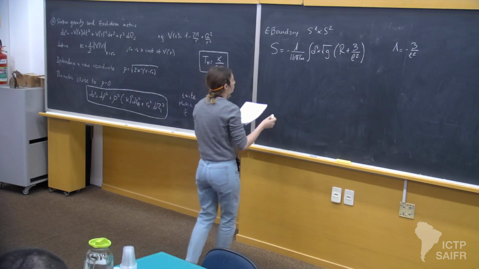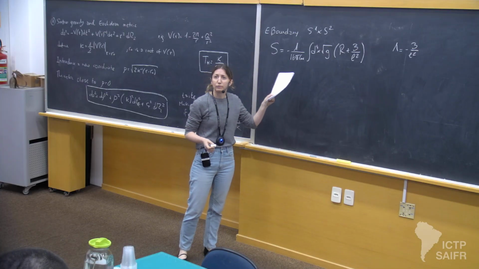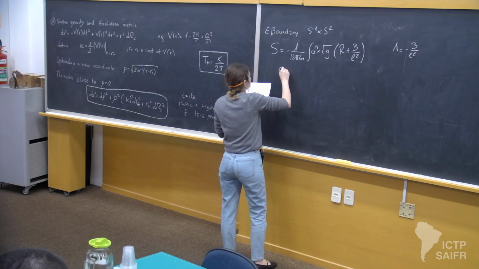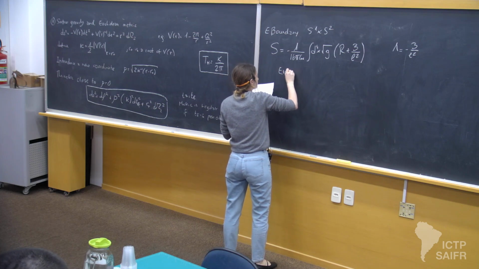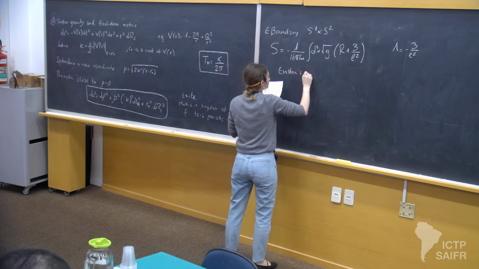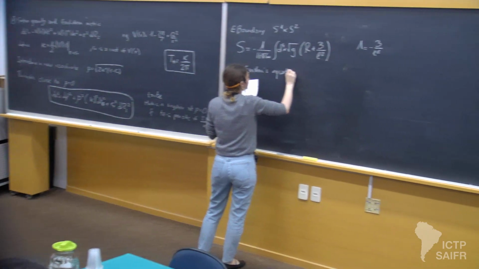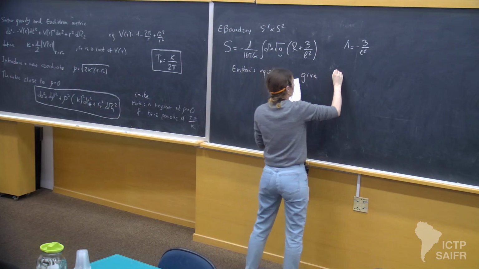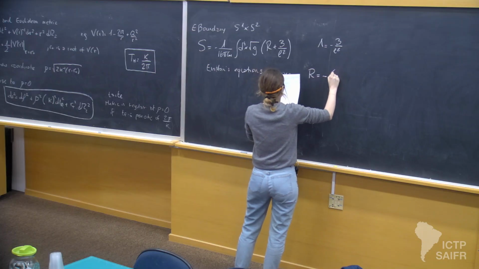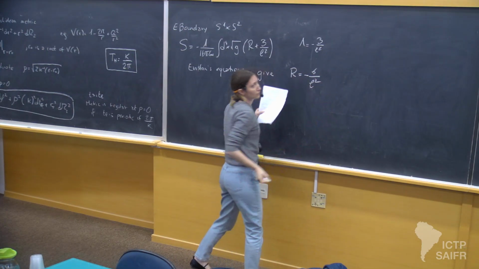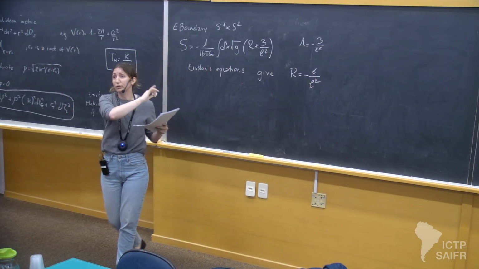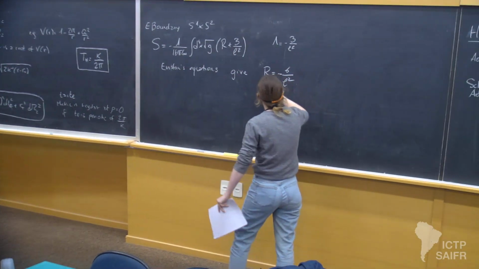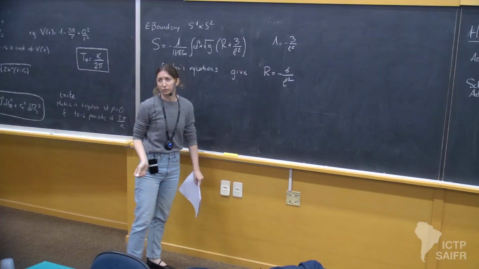So the equations of motion, if you compute Einstein's equation from this action here, give this. This is just by taking Einstein's equation and then contracting it with the metric. It means that R, the Ricci scalar, needs to be constant, 6 over L squared.